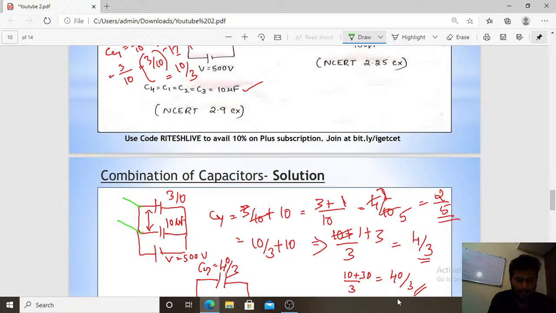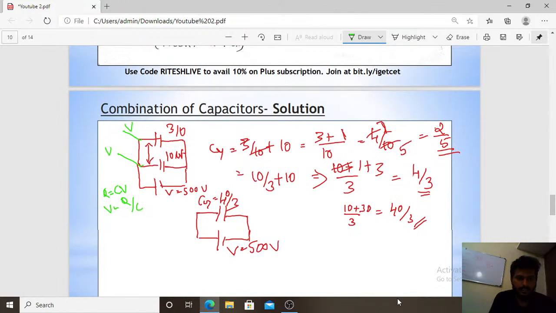Because these are in parallel, V will be the same. So how do you get the V value? V is equal to Q divided by C, correct? I need to find first what? Q, that is Q net. Q net is nothing but the net value of Q, that is CV. See how much? 40 by 3 into 500, right or wrong?